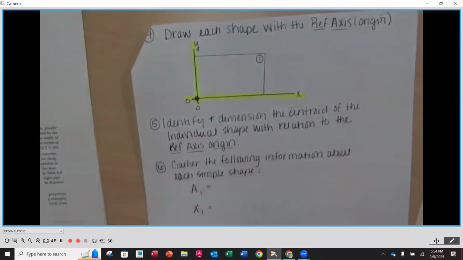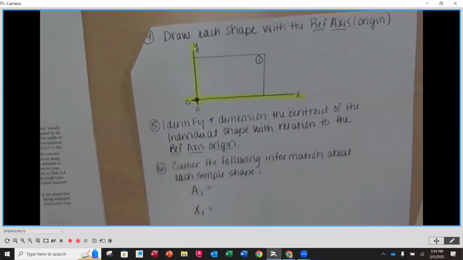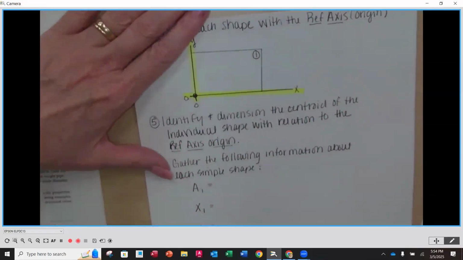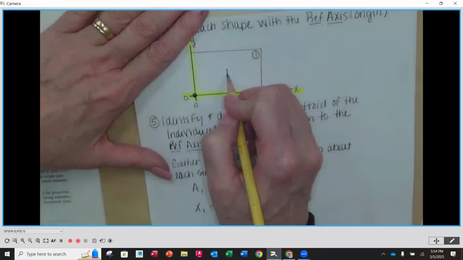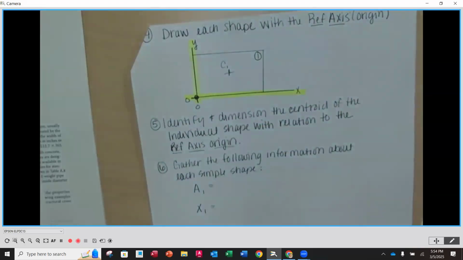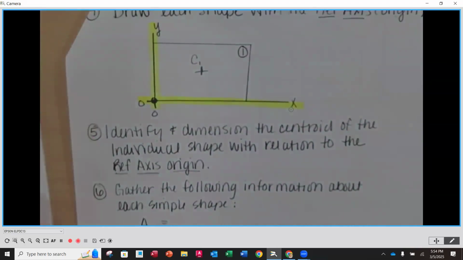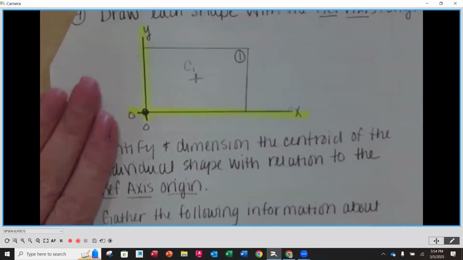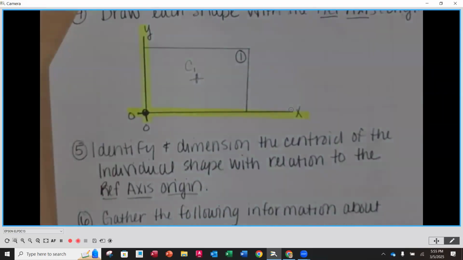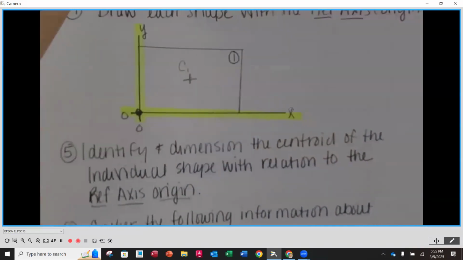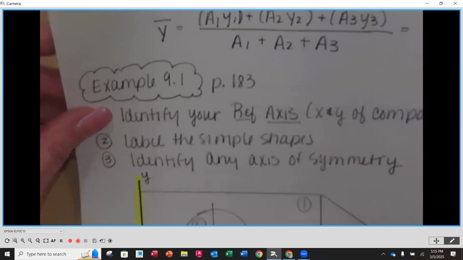It says here, identify and dimension the centroid of the individual shape with relation to the reference axis. So if we just sketch in the middle here, this is going to be our centroid number 1, or the centroid of shape number 1. And now we want to add dimensions, and we want to reference where that center is located from the reference axis. So we have to go back to our original shape.